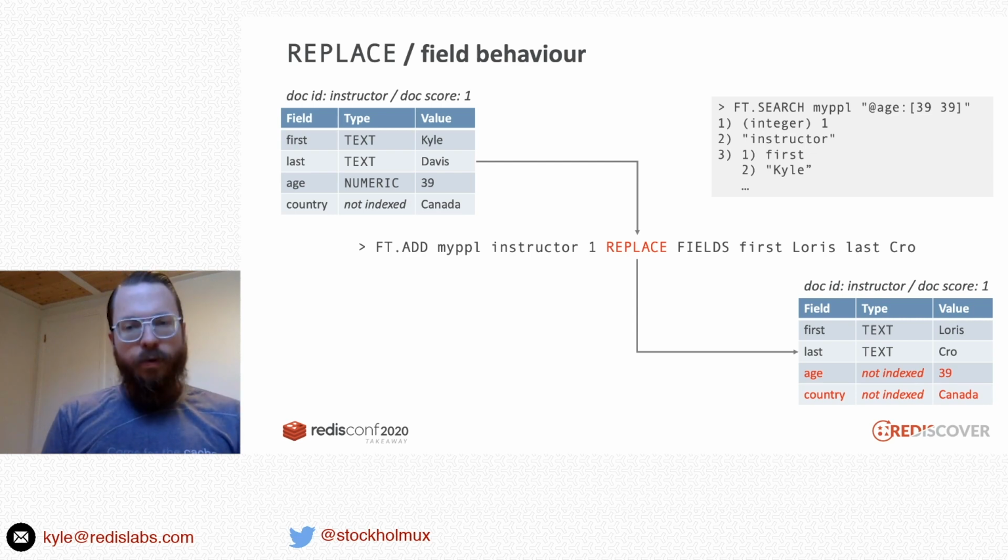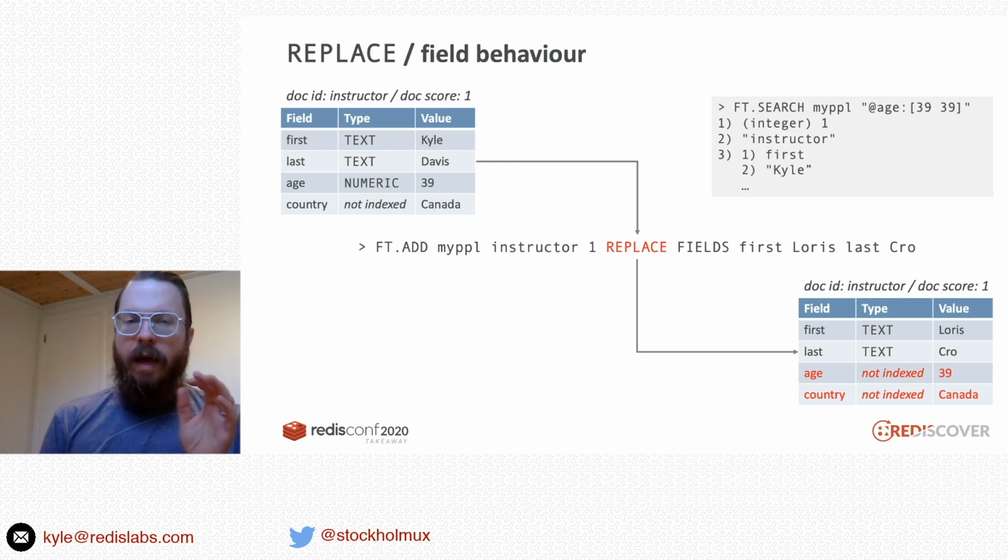So the doc ID, of course, remains the same. Doc score remains the same, because those are exactly what we had before. But if you take a look at this, you have your first and last, which we specified explicitly in the FT.ADD. Those have been updated. The age, however, was not specified explicitly, and that is sitting there at 39 still. However, it is not indexed.